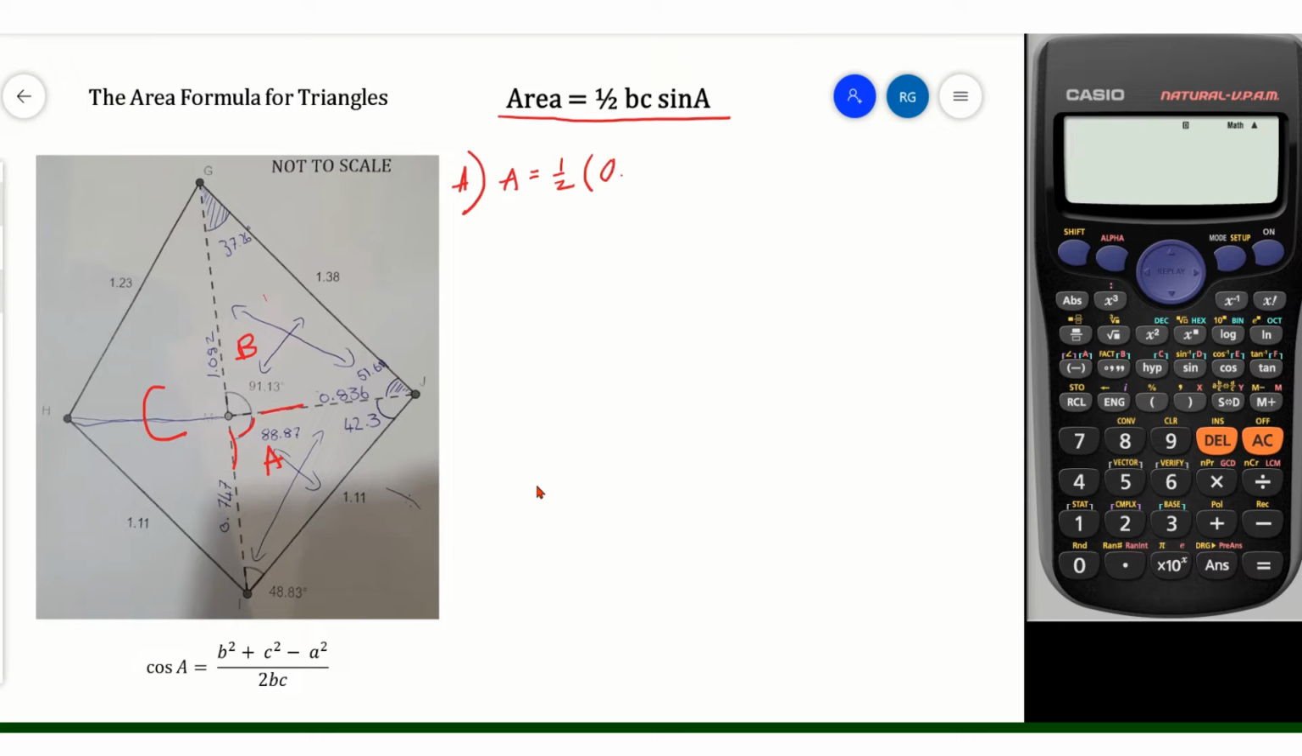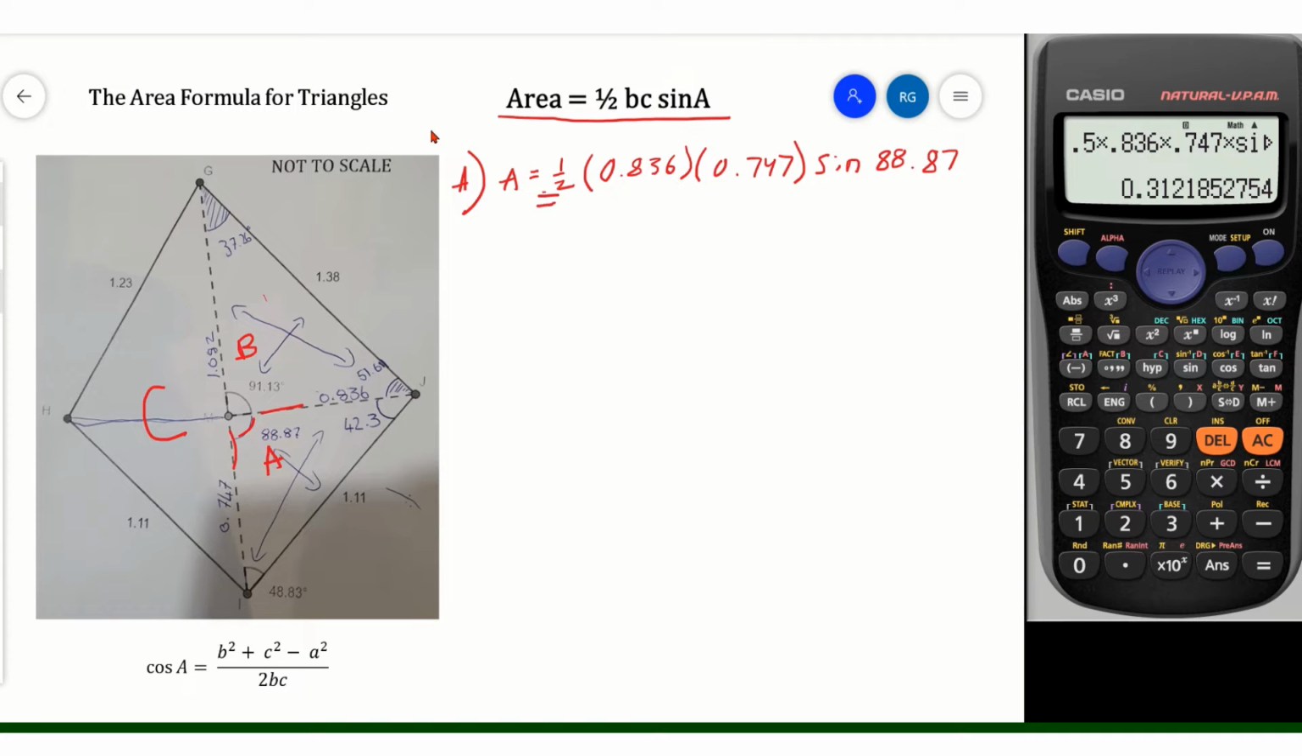A equals 1/2, and then we're going to pick the 2 sides that are adjacent to my angle. So we've got 0.836 and 0.747. And we're going to multiply by the included angle. That's really important. So that's 88.87. Then we go to the calculator: 0.5 times 0.836 times 0.747 times the sine of 88.87. And that gives us 0.312.